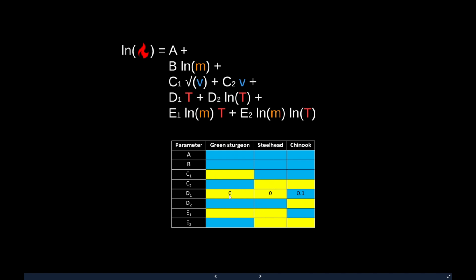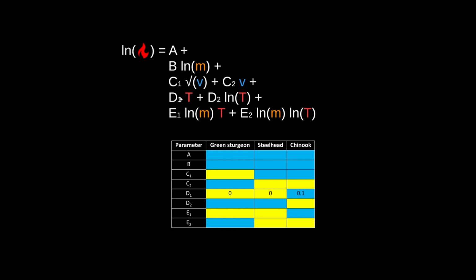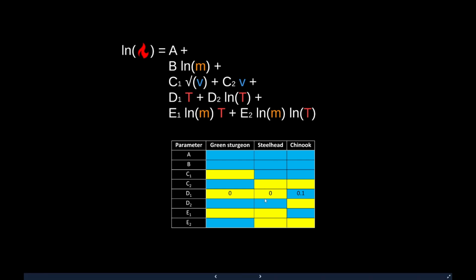So for example, D1 is turned off for green sturgeon and steelhead, but is turned on for chinook. So that would mean that green sturgeon and steelhead have a relationship that is log temperature, and then chinook has a relationship that is just temperature. And the other things are also true for all of those. So you can choose what formulation you want your metabolic relationship to look like depending on the type of fish species you have.